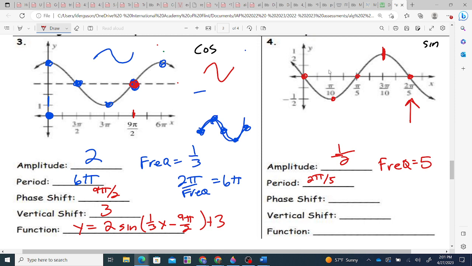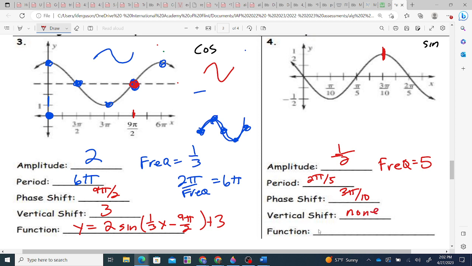All right. So now phase shift. Phase shift means left or right. That's technically where it would have started if we're looking at cosine. So what's the phase shift? 3 pi over 10. All right. And so the vertical shift, there is none. Vertically, it stays where it is.